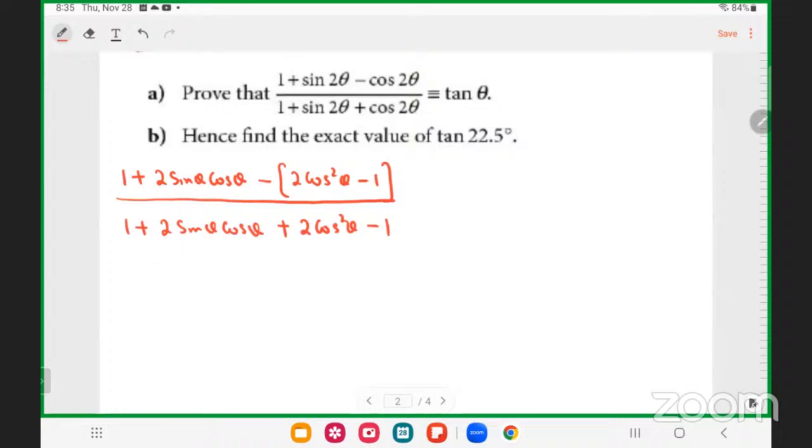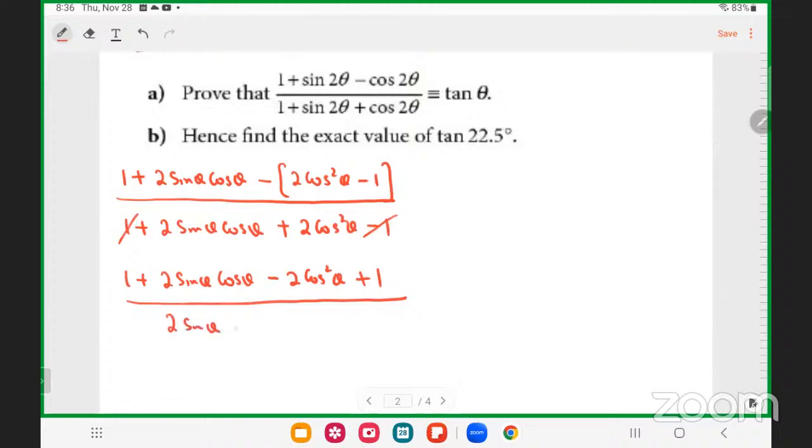So if I expand these two, 1 plus 2 sine theta cos theta minus 2 cos square theta plus 1, 1 minus 1 cancels off. I am left with 2 sine theta cos theta plus 2 cos square theta.